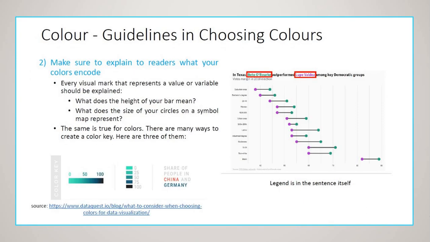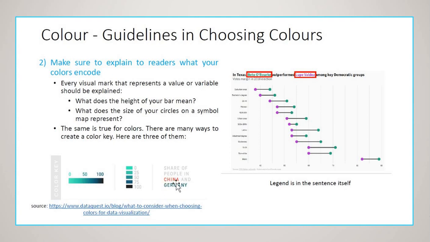Okay, next one is make sure to explain to readers what your color encode. Penting juga untuk kita ada explanation. Color ni untuk represent variable yang mana. So every visual mark that represent a value or variable should be explained. What does the height of your bar mean? Okay. What does the size of your symbol, the circles on a symbol map represent? Okay. The same is true for colors. There are many ways to create color key. So color key, you can use bar macam ni. Okay.